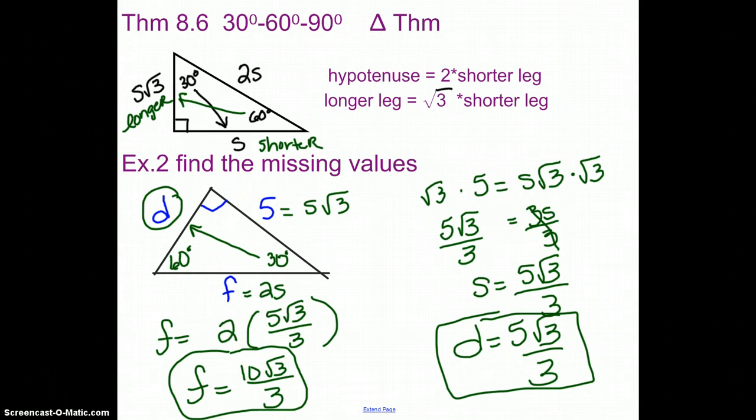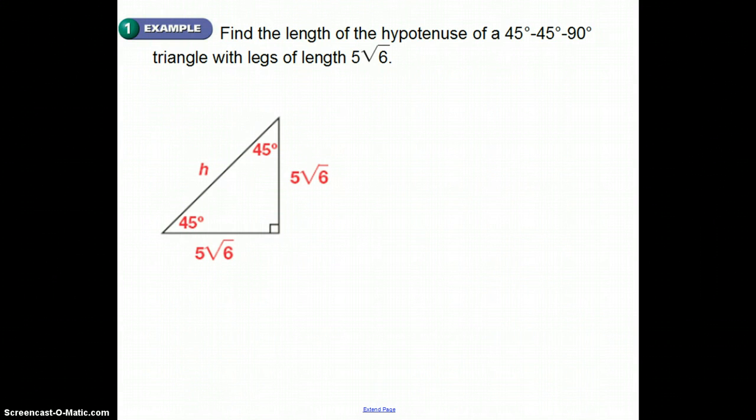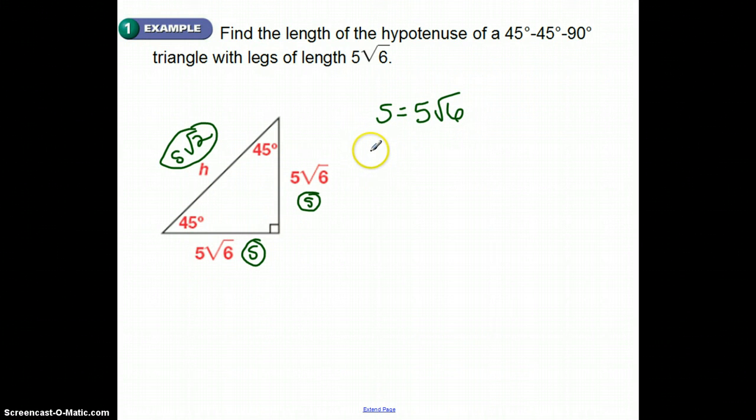Okay, let's take a look at another example. Now this is a 45, 45, 90. So you can tell these are both the same. In our picture, these would be the ones that would be S. And this side has to be S square root of 2. So on this one, I know S is equal to 5 square root of 6. So to find S square root of 2, I would have to take this and multiply it by the square root of 2.